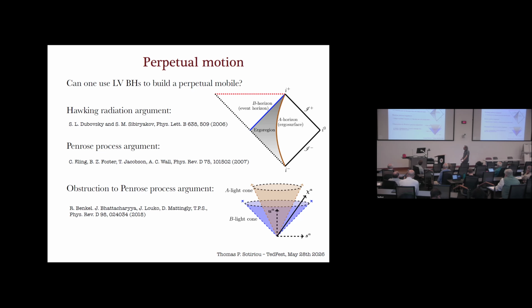Eling, Foster, Jacobson, and Wall then demonstrated that there is a classical analog of this, where you can run a Penrose-like process. I take a particle, I send it into the ergo region, and it splits into A and B particles. The B particle can still escape the B horizon, so it comes out and carries away some energy. The A particle carries negative energy in, and hence I can mine energy in a Penrose-like process, using the fact that I have two horizons for the two different species.